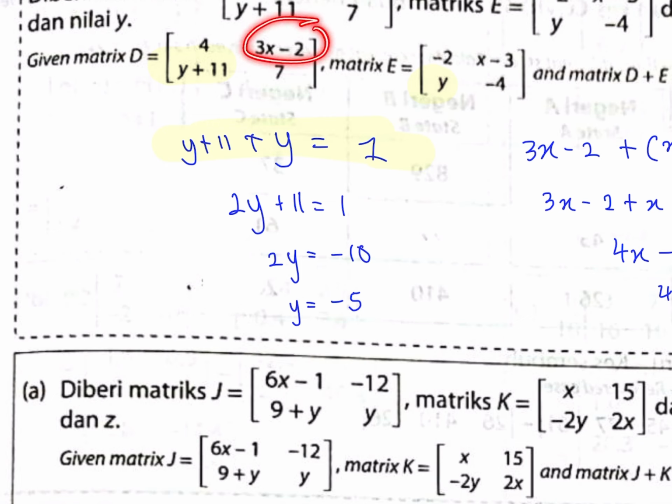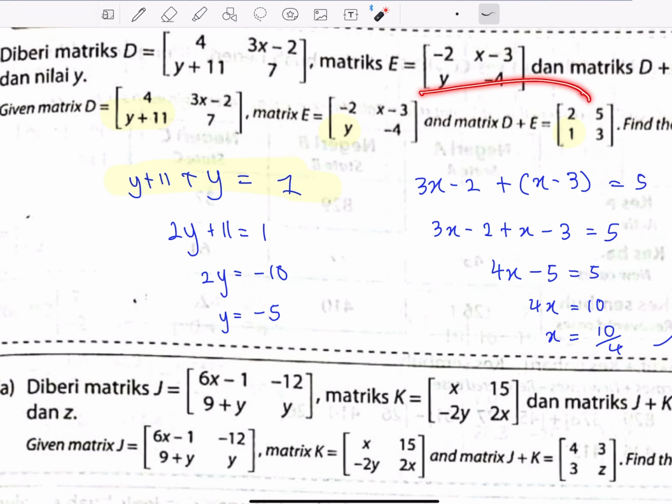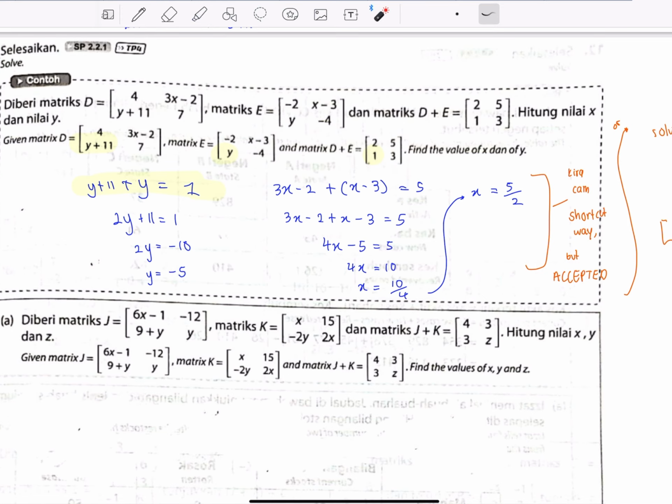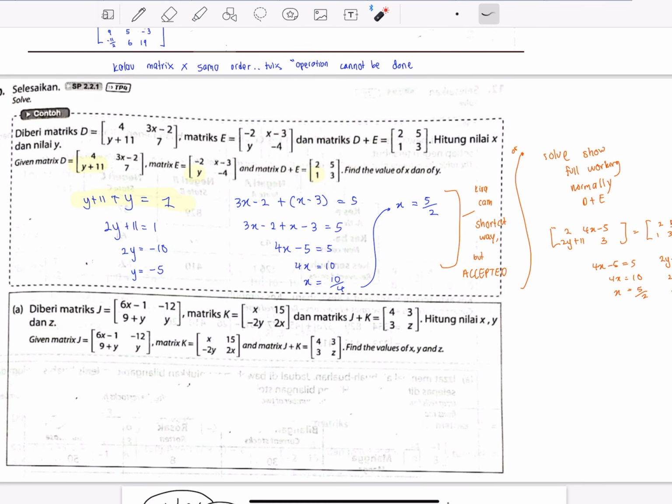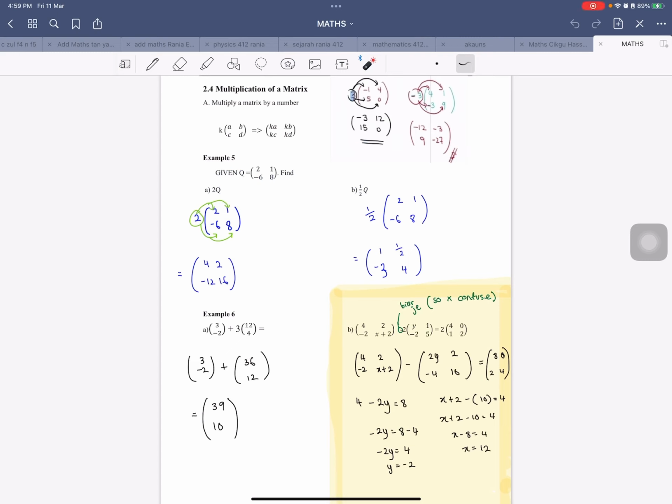Okay, next, we want to find the value of X. So 3X minus 2 plus X minus 3 gives the answer 5. So do the following working here, and you should be able to get your answer. Alright, I'm going to give you guys a moment to screenshot. 3, 2, 1.